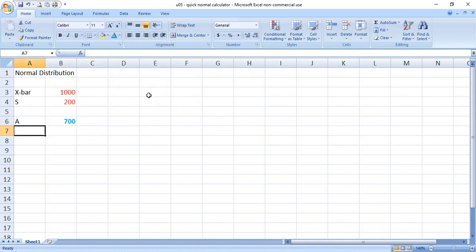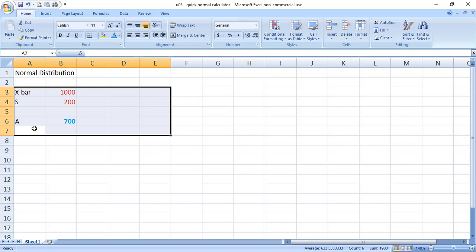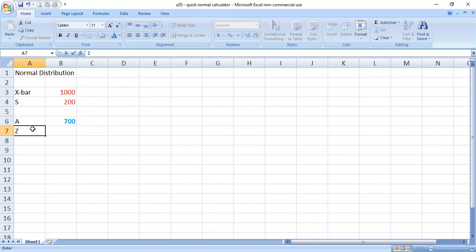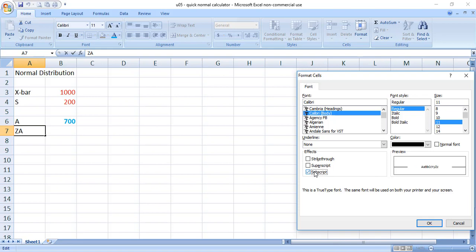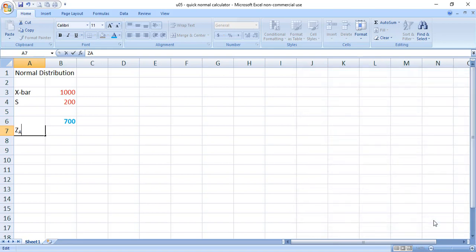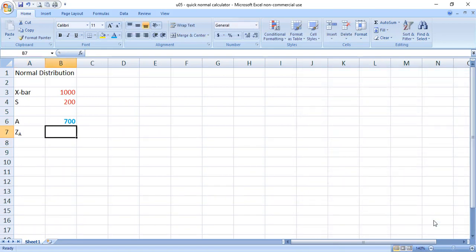So one of the things I need to know is the z value associated with that a. So I'll often take that and maybe subscript it in my toolkit to make that work. So I'm going to plug in the property of this table, which would be the x value I'm interested in, 700, minus the mean, divided by the standard deviation. So my 700 value is 1.5 sigma to the left of my x bar 1,000.